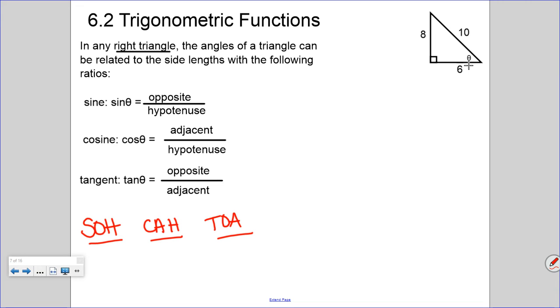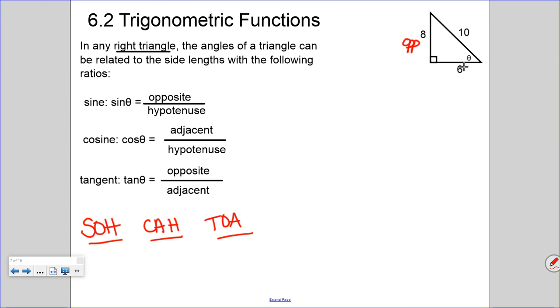Depends on which angle you're talking about. So one of the acute angles will be labeled. This one has been labeled, we call it theta. That's what that symbol means. And it tells you which angle to look from. So looking from this angle, I need to find the opposite side. So opposite from this angle, 8 would be the opposite side for this triangle.